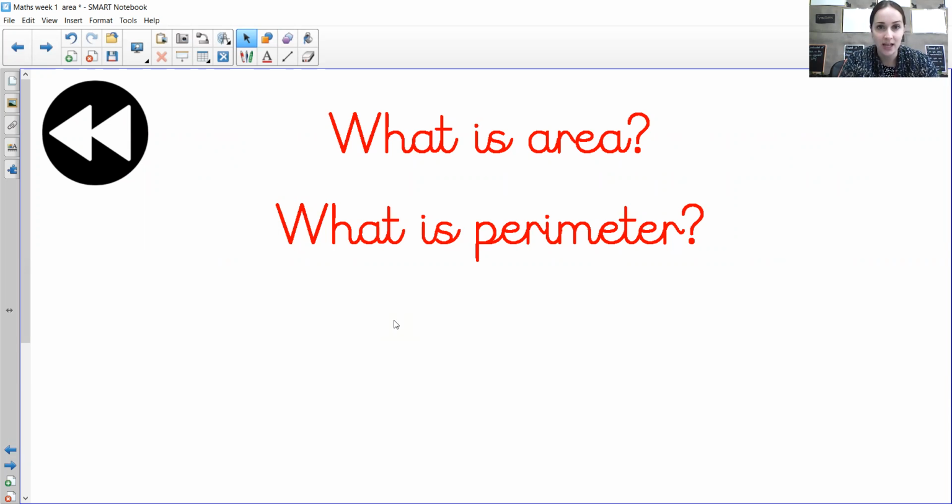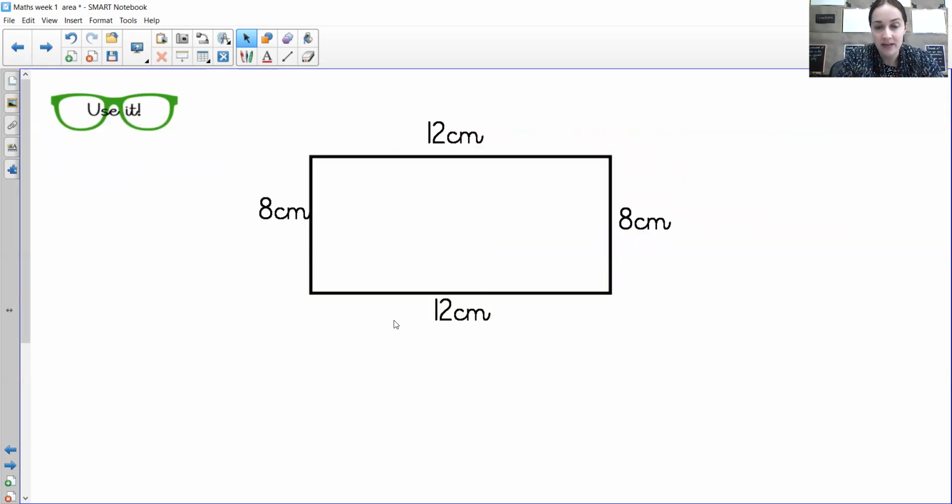So what is area then? Area is the space inside a 2D shape. What is perimeter? Perimeter is the length of the outside of a 2D shape. So perimeter is when you would walk around the edge of something, and the area is that bit in the middle.